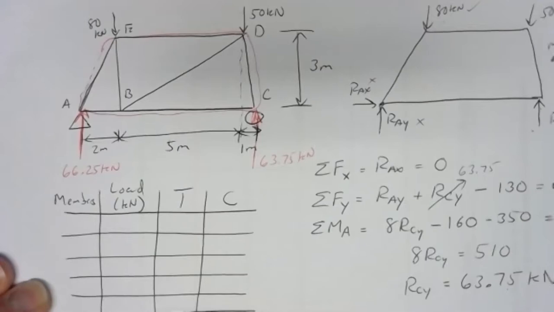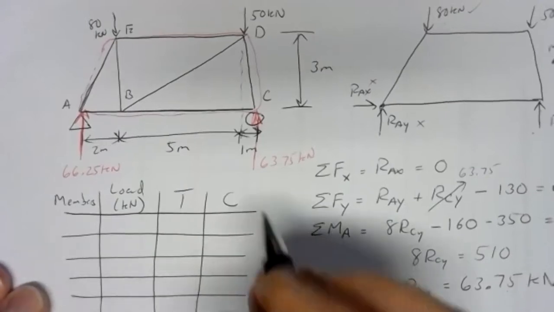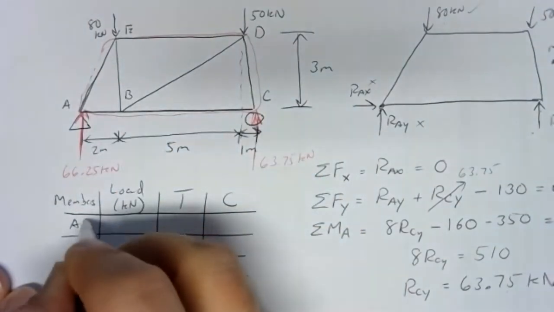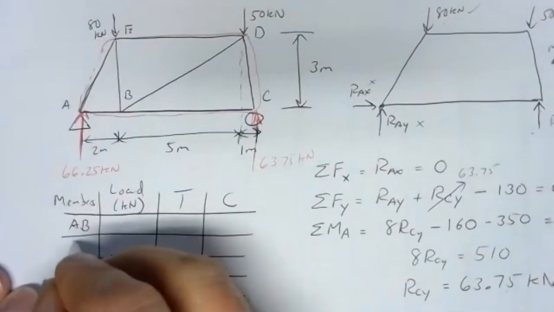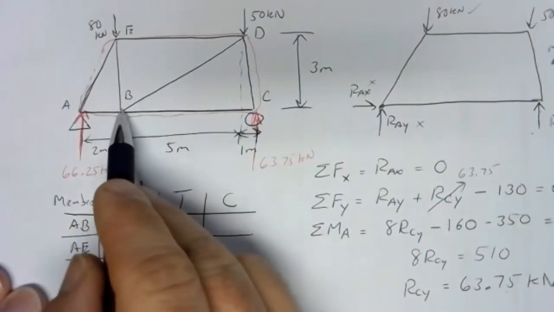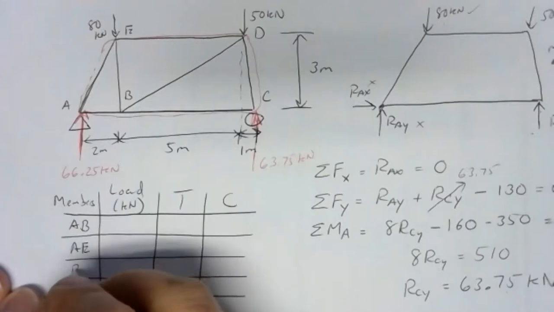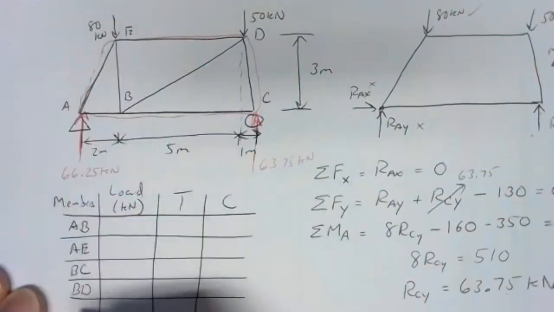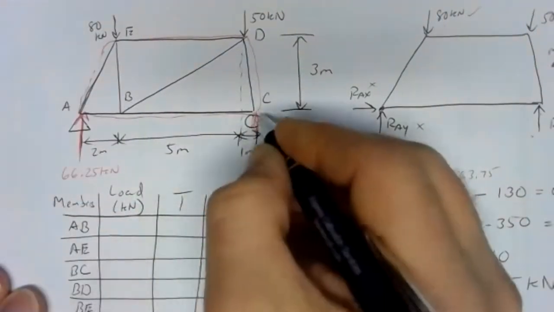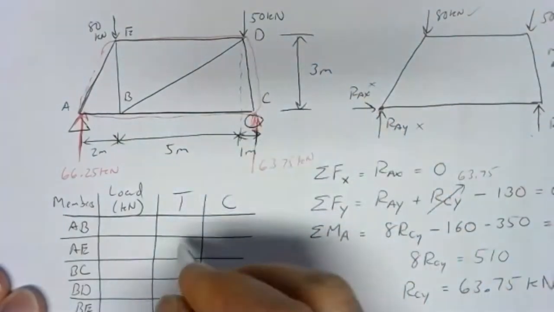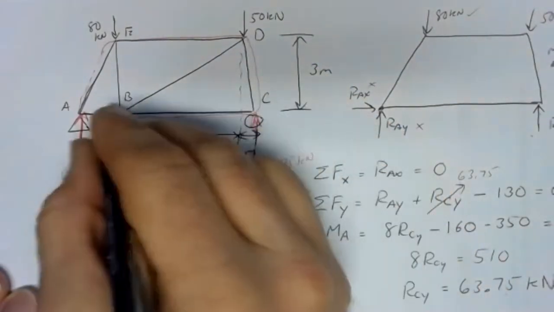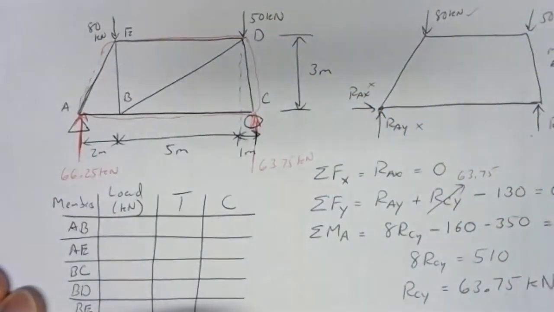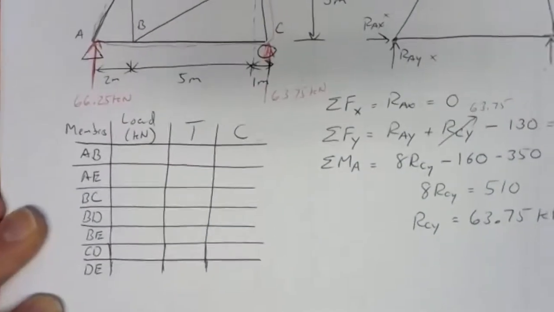There we go. And then, labeling these out just in alphabetical order, starting today. We've got AB. We've got AE. We've got BC. We've got BD. We've got BE. At C, we've got CD. We've already got BC, so we don't need to deal with that one. And then at D, we've got DE. So there we go. We've got all 7 members there.